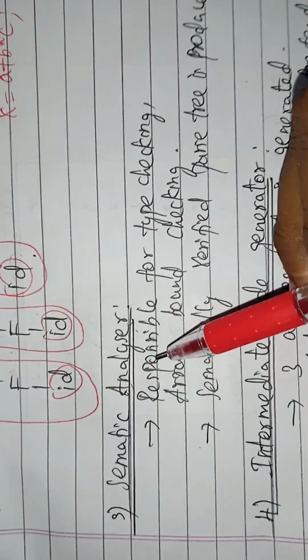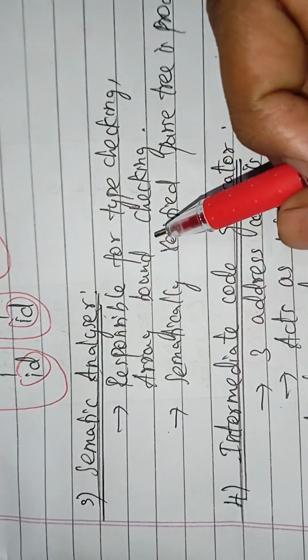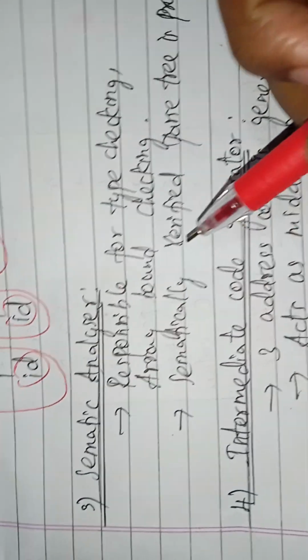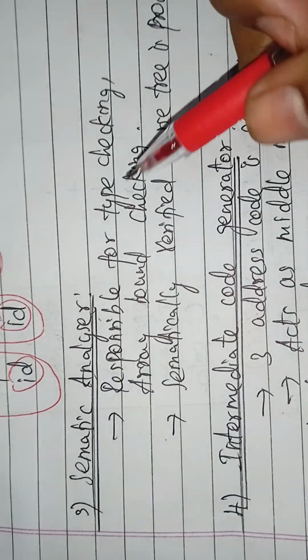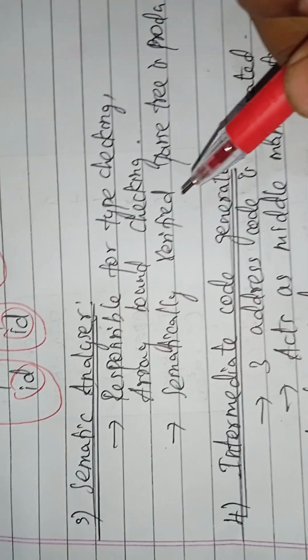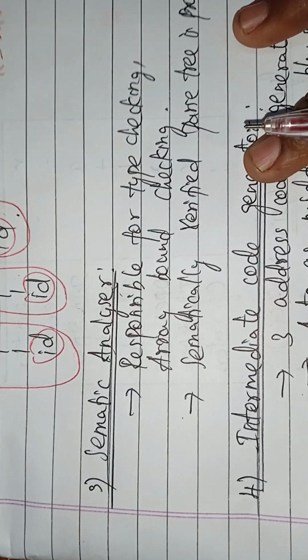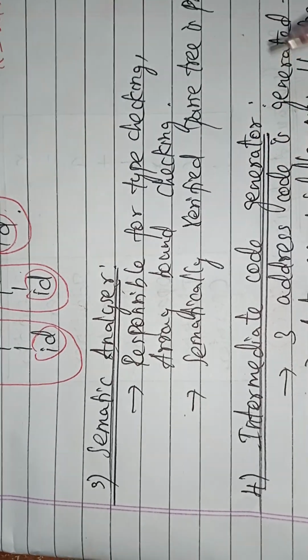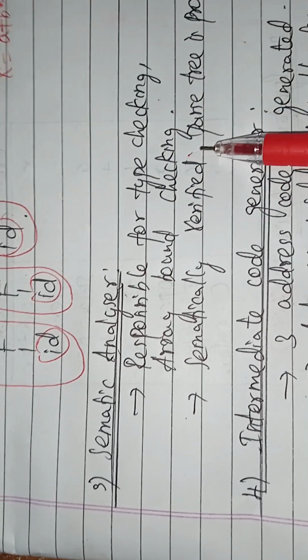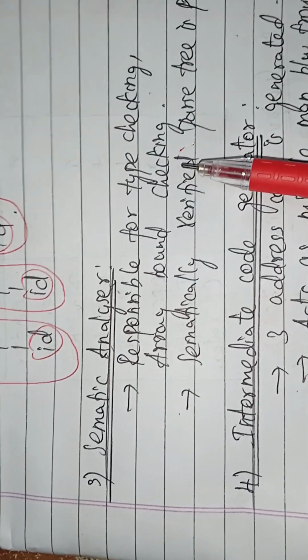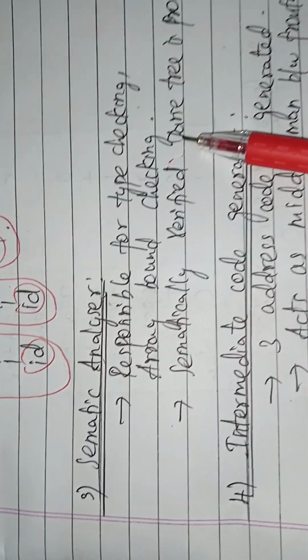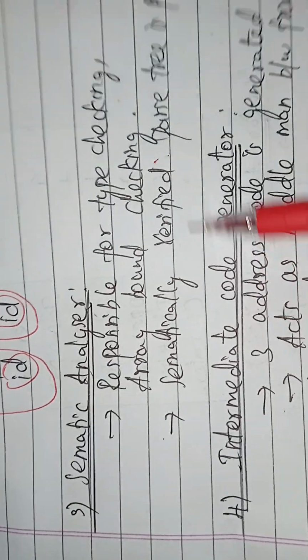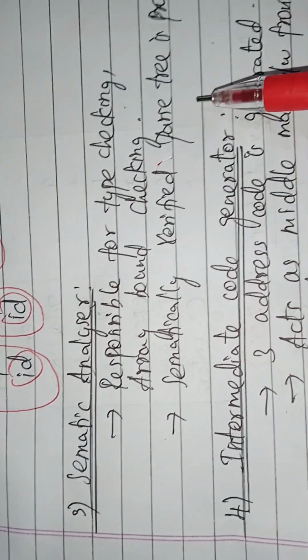The third phase is the semantic analyzer. In this phase, the semantic analyzer will take the control. The parse tree produced by the syntax analyzer is given to the semantic analyzer. Here, it is responsible for type checking, array bound checking, and also it will check the correctness of the scope resolution. As a result, a semantically verified parse tree is produced in this phase.